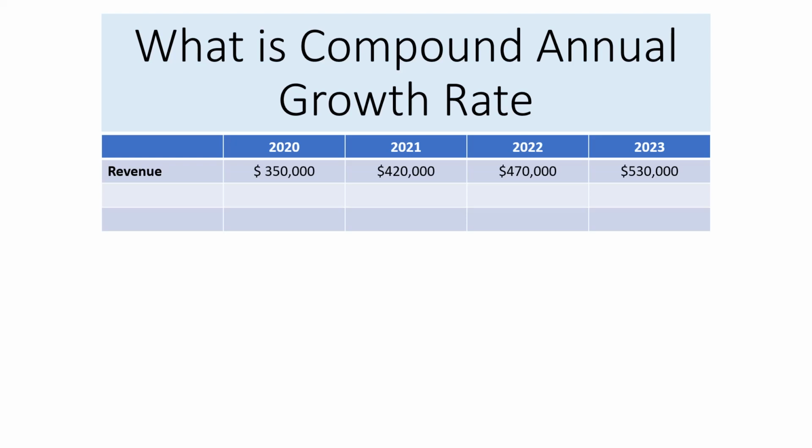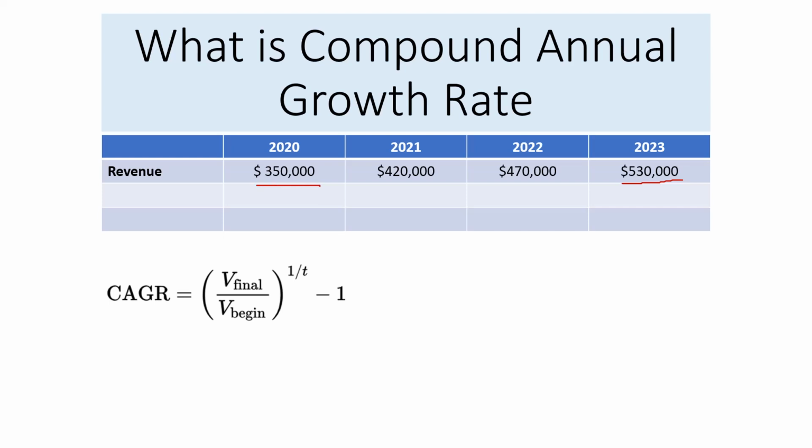So if we want to calculate the compound annual growth rate, well, the formula is CAGR, which is short for compound annual growth rate, is equal to, well, V final is the final value. So in our example, the final value is 530,000, and V beginning is the value as of 2020. So we start off with $350,000 to the power of 1 over t.